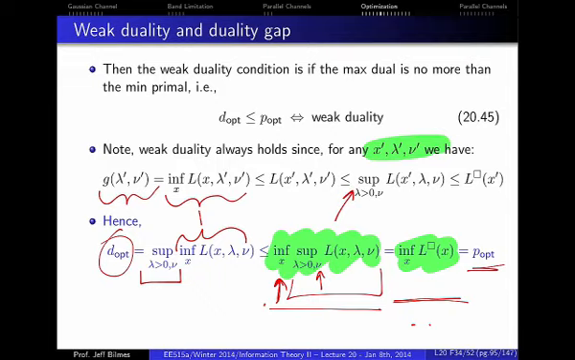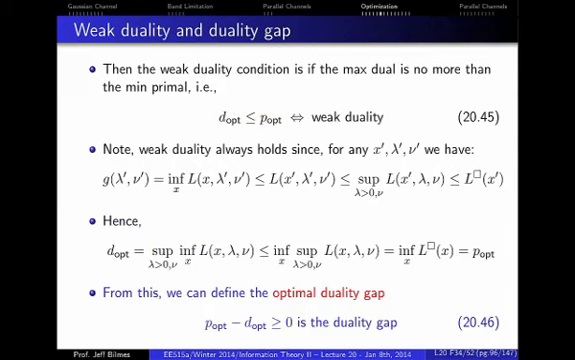So weak duality then follows immediately from this. D opt is less than or equal to P opt, which is this expression. And since this is true, we can always define the duality gap, and the duality gap is never negative. This is actually called the optimal duality gap, because it's the duality gap that's achieved at the optimal values of the primal and the dual.